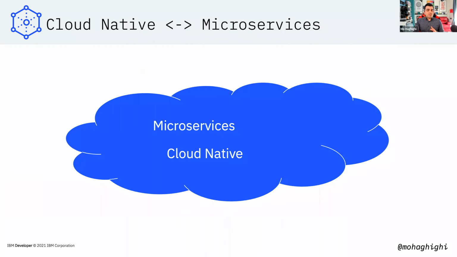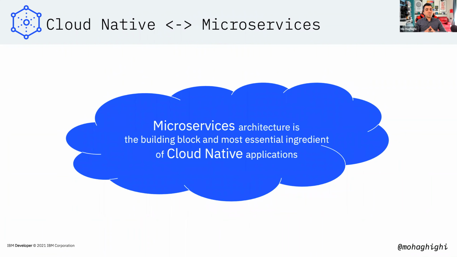And then how does cloud native development make those happen? Simply by relying on microservices architecture. Microservices architecture is the building block and the most essential ingredient of cloud native applications. Cloud native applications consist of discrete, reusable components known as microservices that are designed to integrate into any cloud environment.